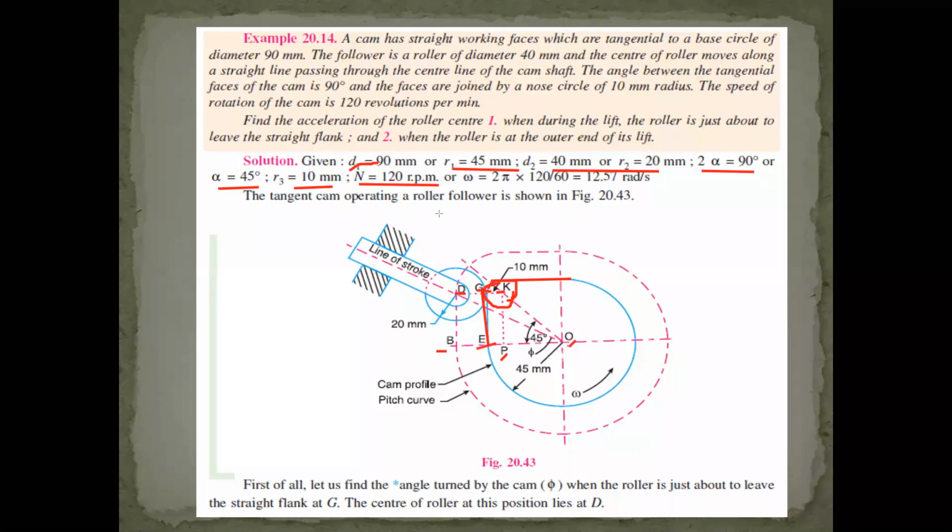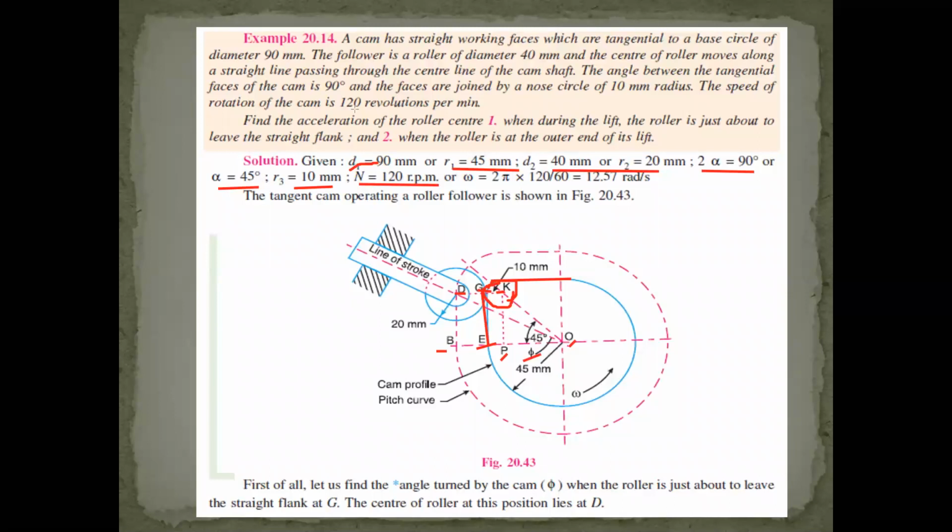And what is the angle there of our roller follower? That angle is considered as phi. So first you have to identify that phi angle. For getting that one, first you have to know the unknowns.